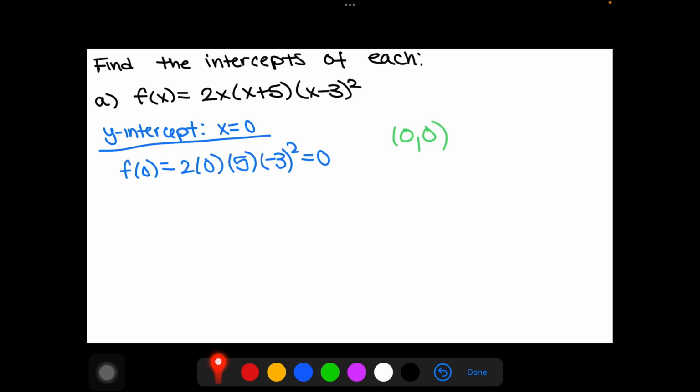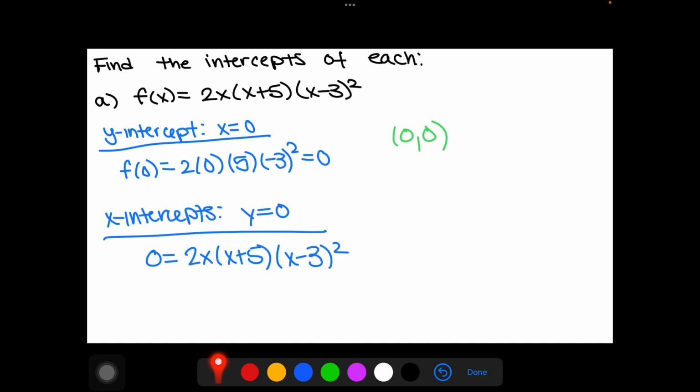If I replace all the x's with zeros, I get 2 times 0 times 0 plus 5, which is 5, times 0 minus 3, which is minus 3, squared. If I multiply all of this together, I get 0. So when x is 0, y is 0. That tells me that the graph goes through the origin, or the point 0, 0.